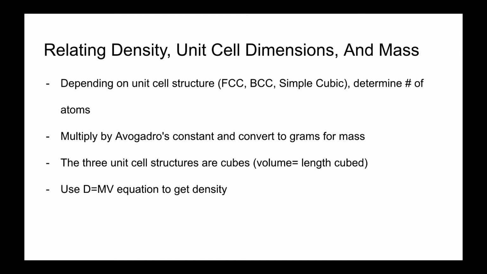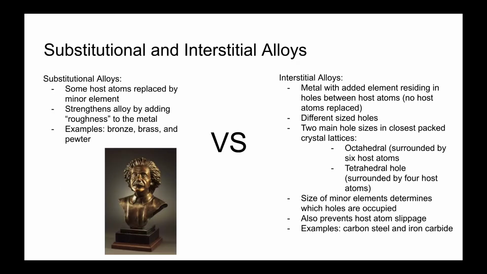To find the volume, we know that these cells, the FCC, BCC, and simple cubic, are all cubes. So the volume is going to be the length cubed. So once you know the length, you simply cube it, and if it's in units of pm, then you simply convert to centimeters. Then once you have that, you simply use the density equation of mass over volume, and you get the density of the solid.